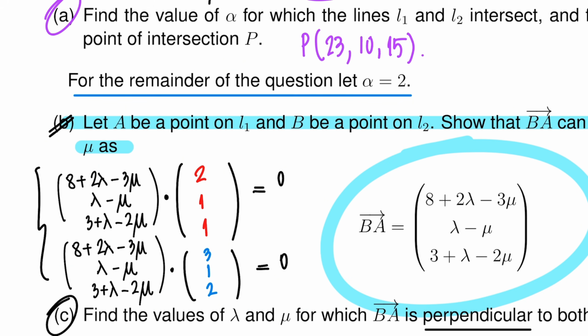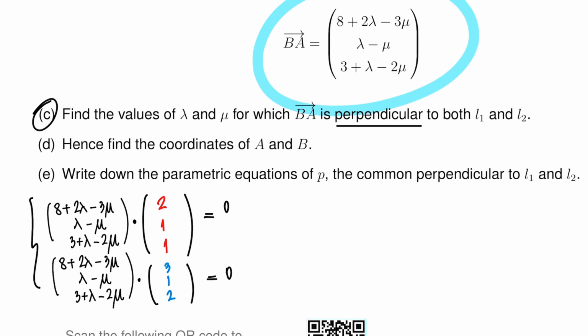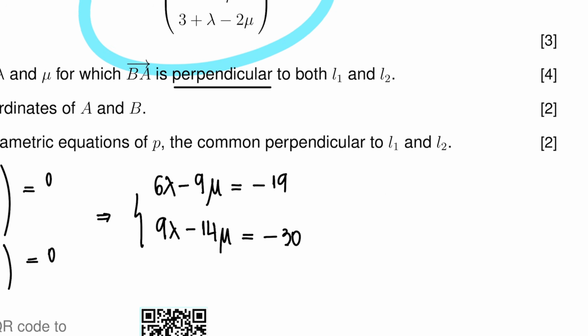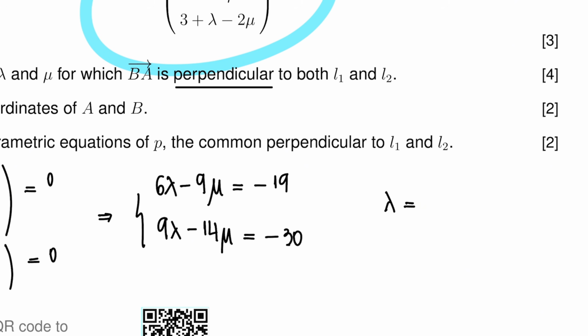All right, so the dot products are equal to 0. The two equations they're going to form, and let me move this right here because we have more space over here, are 6 lambda minus 9 mu equals negative 19, after you simplify, of course, and 9 lambda minus 14 mu equals negative 30. You can use your GDC to solve this. This is a paper 2 question. Your lambda will be equal to 4 over 3, and mu is equal to 3.